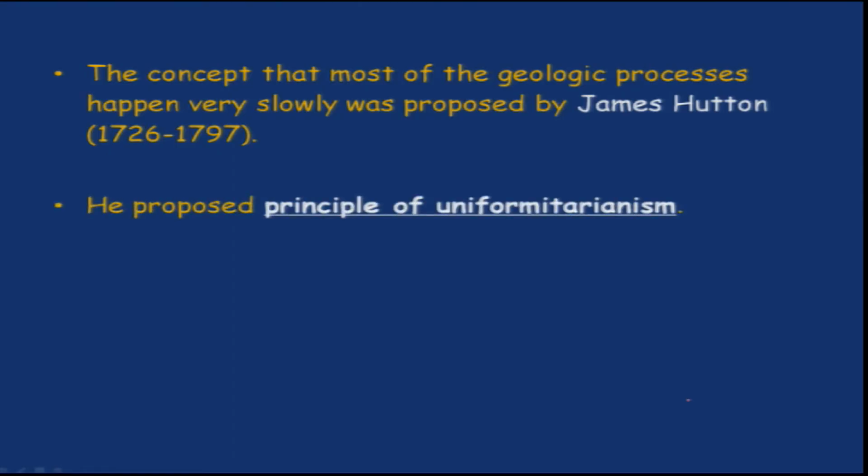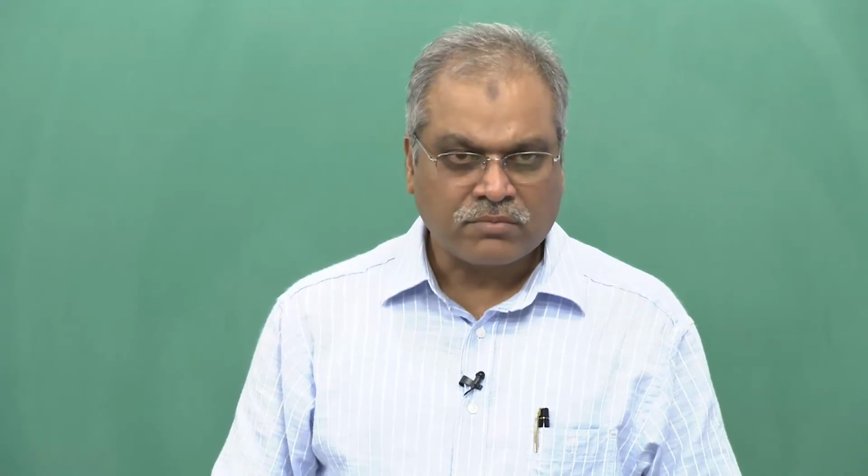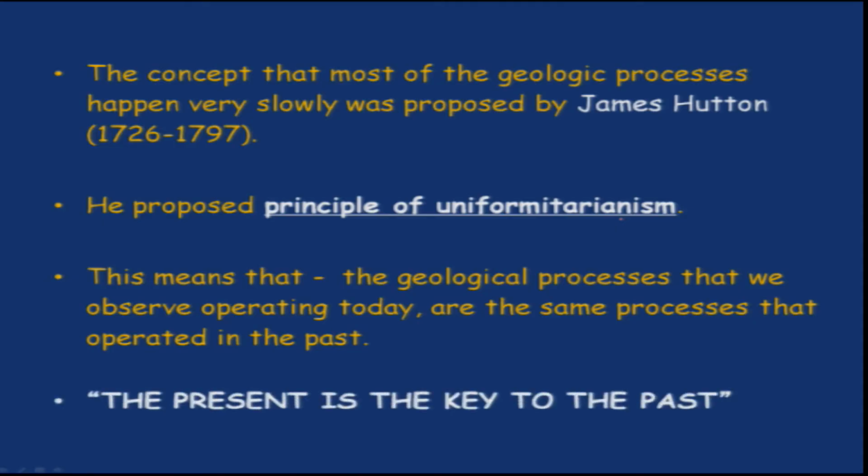So he proposed the principle of uniformitarianism. He suggested that all the processes are very slow in nature. This means that the geological processes that we observe operating today are the same processes that operated in the past. So he wanted to compare that whatever processes we see today also happened in the past. So the processes are uniform and remain uniform in the past also. That's what he termed as: the present is the key to the past.